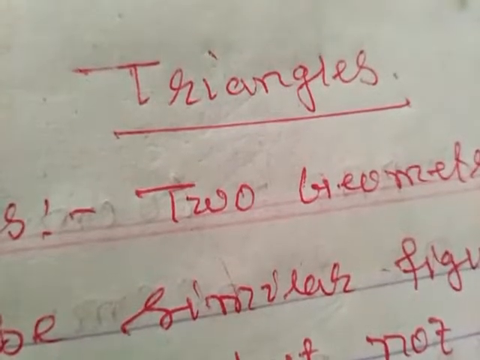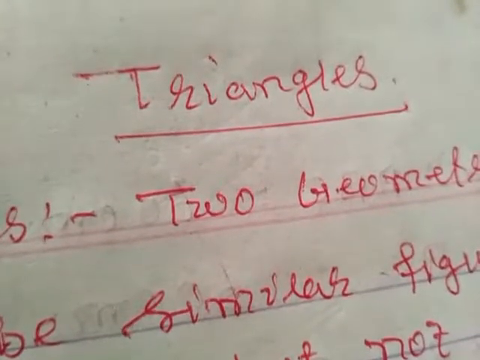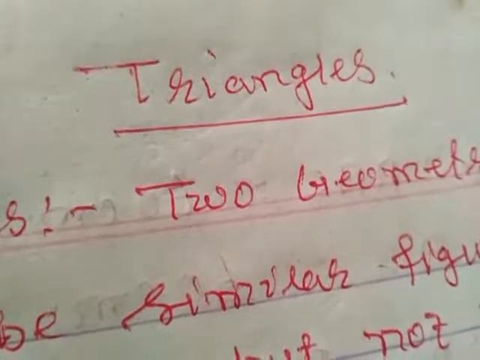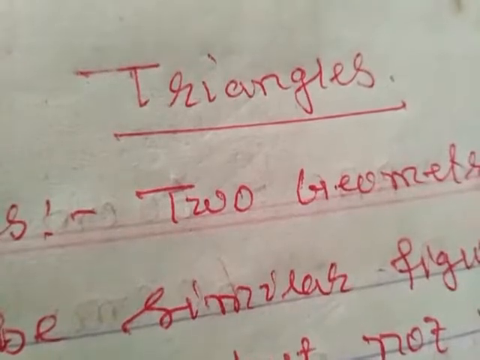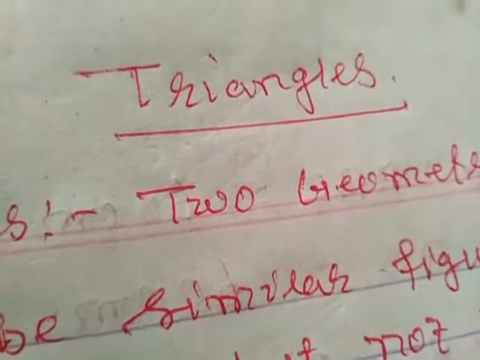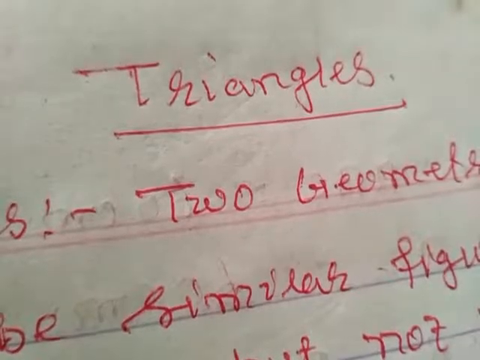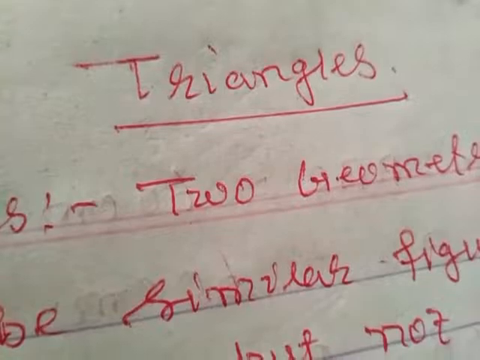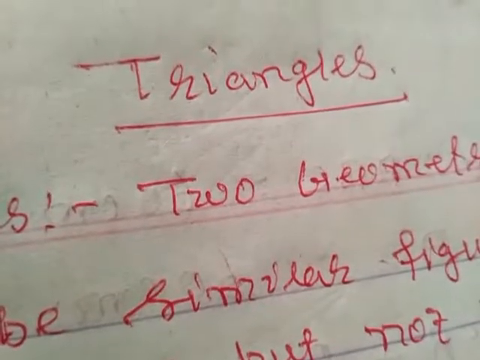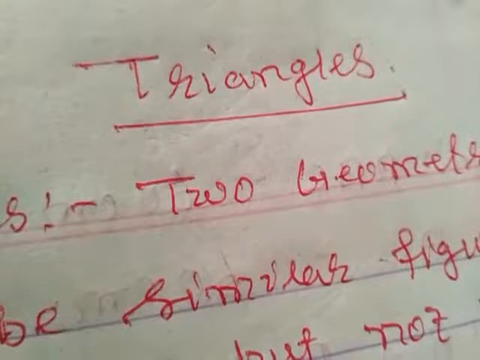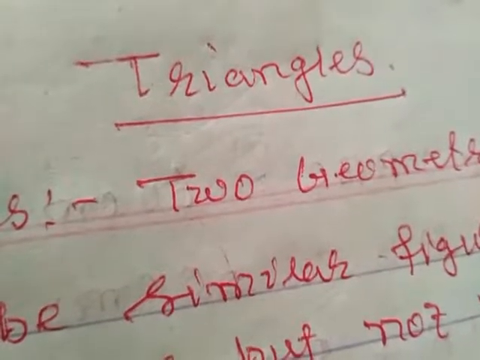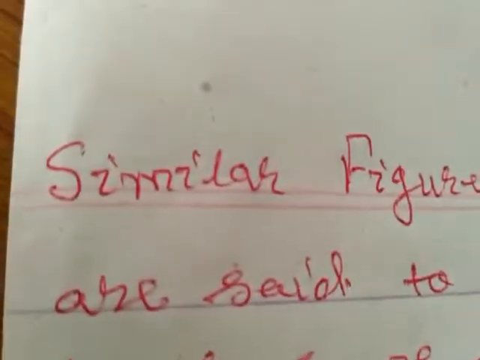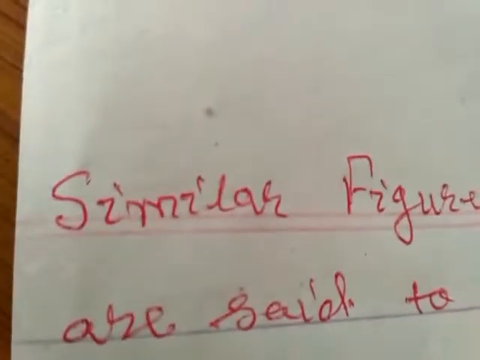So in this class 10th, we have to study another property of triangles, that is similarity, similar triangles. So students, before starting with the property of similar triangles, first of all, we should understand what is meant by similar figures or similar triangles.